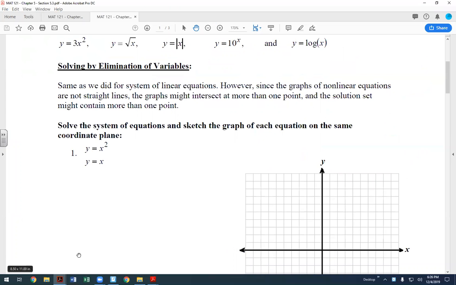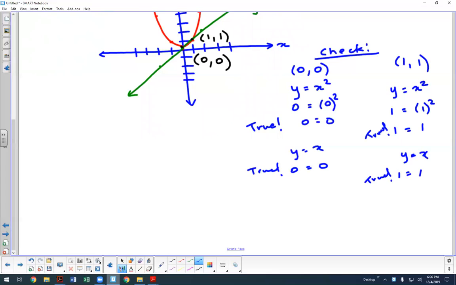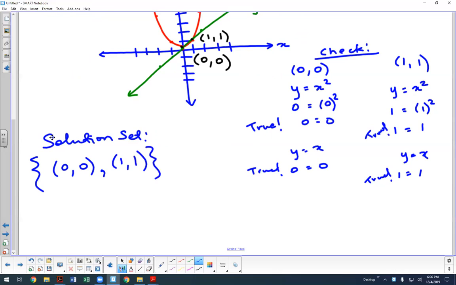Any questions on number one? So when you're writing your solution set down, normally remember we used set notation. Since we have two ordered pairs, you're going to write it as 0, 0, comma, 1, 1. So both of those, just put them together with a comma separating them.